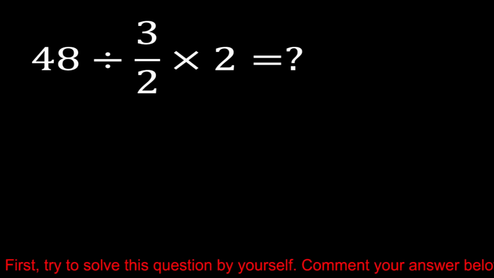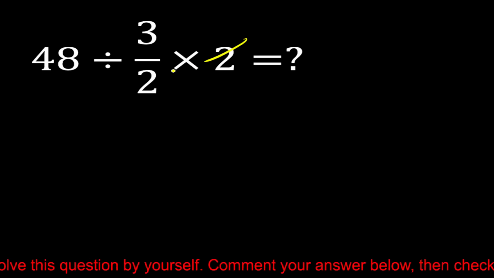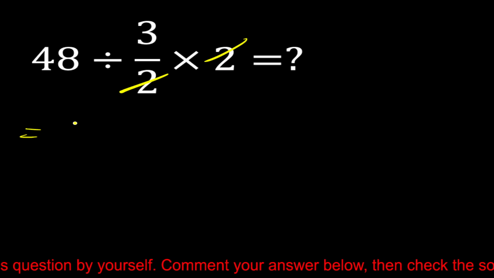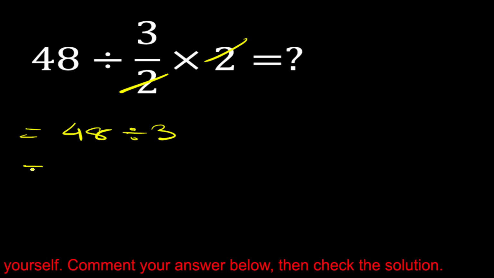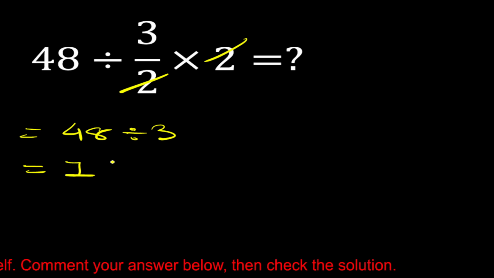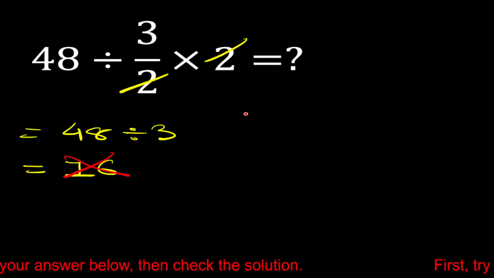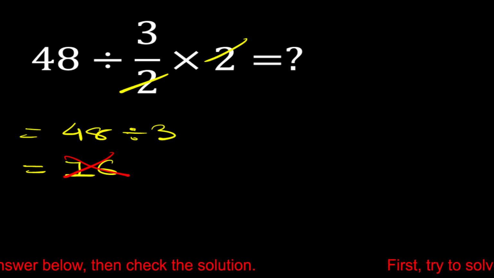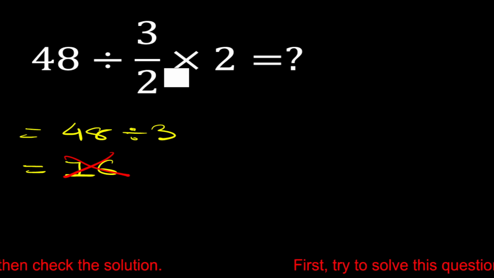So most people solve this question like 2 divide 2 is equal to 48 divided by 3. So now 48 divided by 3 is equal to 16. But this answer is not correct. This answer is completely wrong. Okay. So now let's solve this problem correctly by using a PEMDAS rule.